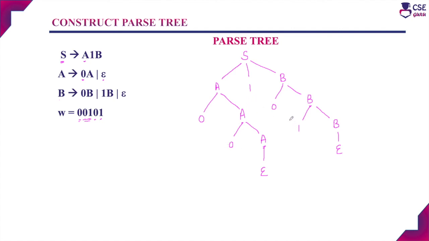Now we will trace the input. The first input is 0 and the next input is 0, and next is 1. Next here we have derived epsilon, that represents the empty string. Next is 1 and the next input is 0, and at last we have to get 1. And next is epsilon, which represents the empty string. So here we have derived the string 00101 using the parse tree.